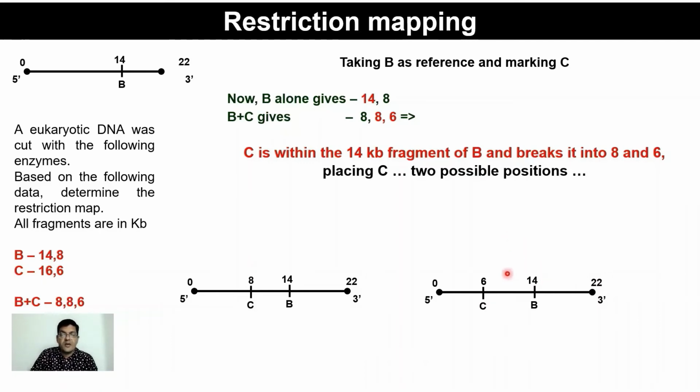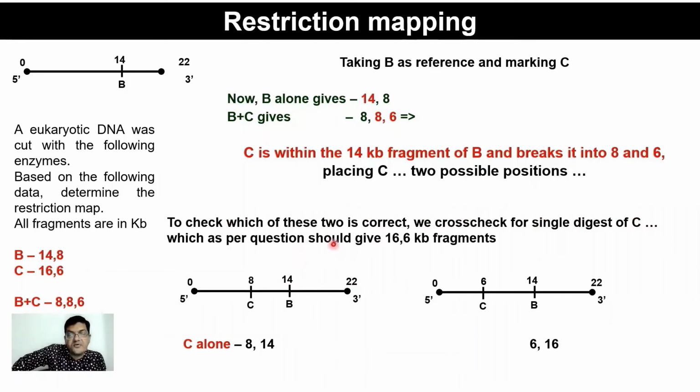So in that sense, now you know that this is not a map that is possible. The actual correct map is this one here. So C alone gives you 8 and 14 kb fragments, which is not the case in your observed banding pattern. In this case here, C alone gives you 6 kb and 16 kb fragments, which matches the observed banding pattern for C in the question. So which means now that this map is correct and this map is incorrect.